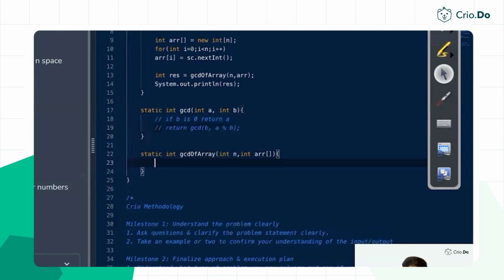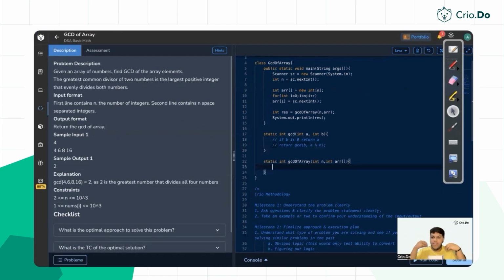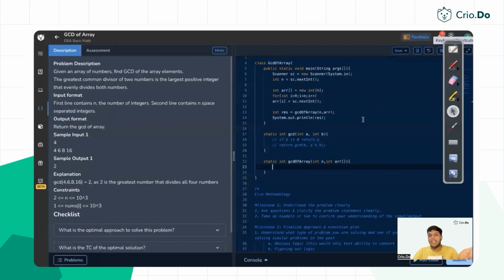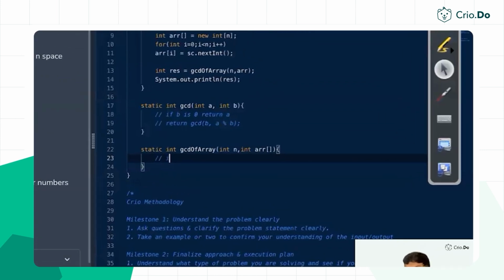And to find the GCD of an array, we can initialize the answer with any of the integers. We can initialize the answer with 16 or with 8, with 6, with 4, any of the numbers present in the array, because the GCD will never be more than any of the numbers. It will always be less than or equal to the minimum possible number in the array. So you can initialize it with any number. So let's say int answer is nothing but, set the answer as the first number of the array, that is array of 0.